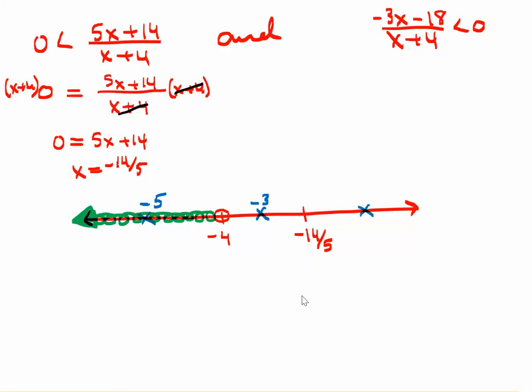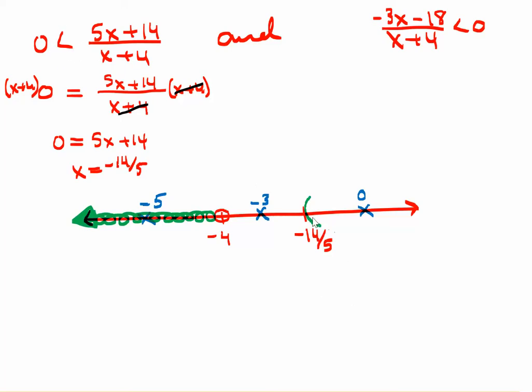So pick a test point that's higher than negative 14 fifths, and the easy one is 0. If you plug in a 0 in here, 0 in here, it makes 14 over 4, and we got ourselves a true statement. And the only thing I want to go back to here is, are we including the negative 14 fifths or not? Well, all dependent upon this sign right here. Got a less than symbol.